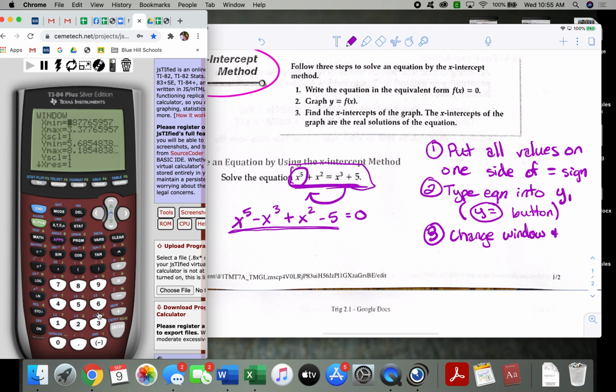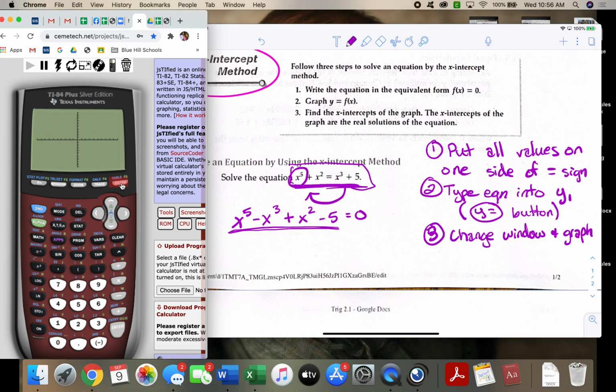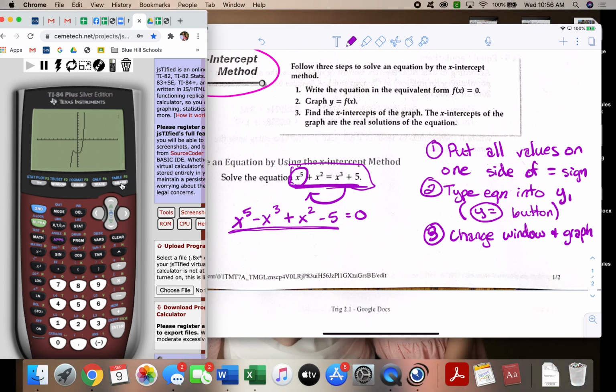So window, let's go negative 10. Make sure you're using the negative button and not the minus button because it will say I hate you if you don't. Negative 10 to 10, negative 10 to 10. Graph. Okay? Mine says error. It's because you're doing the line.